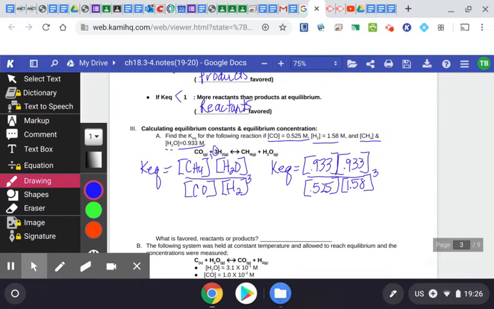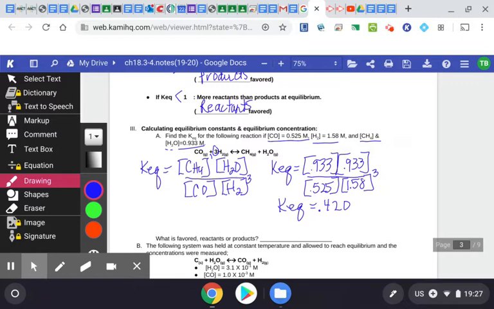So if I were typing in this calculation in my calculator, I would cube 1.58 first, and then multiply it by 0.525. And then I would take 0.933, square it, and divide it by whatever that previous answer was. And when I do that, my equilibrium constant value comes out to be 0.420. I have wonderful news for you. There are no units that you need to write for your equilibrium constant values. So there's no units for KEQ, unlike last chapter that we did.